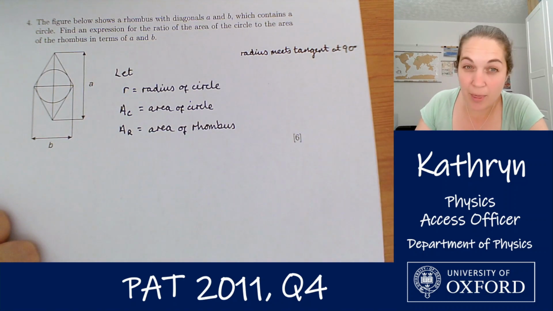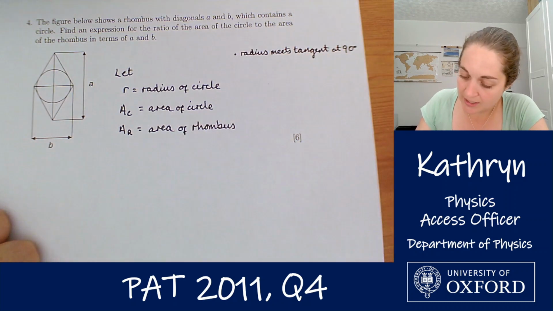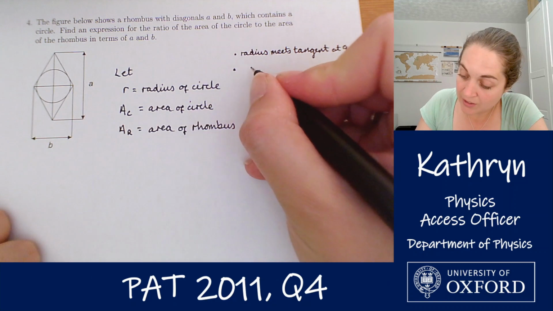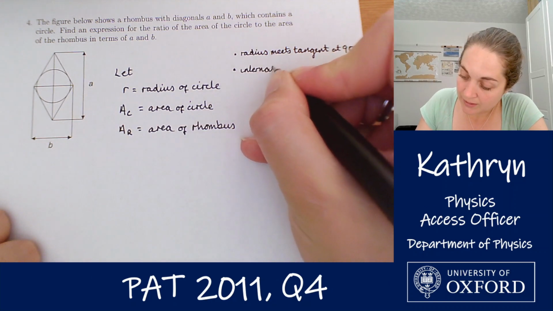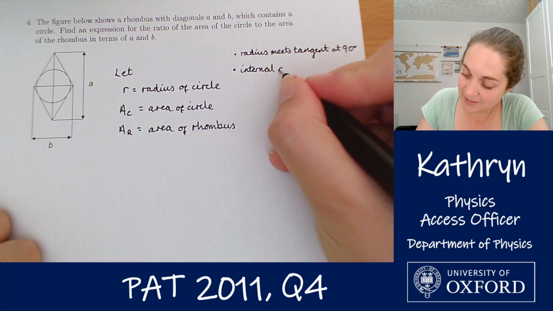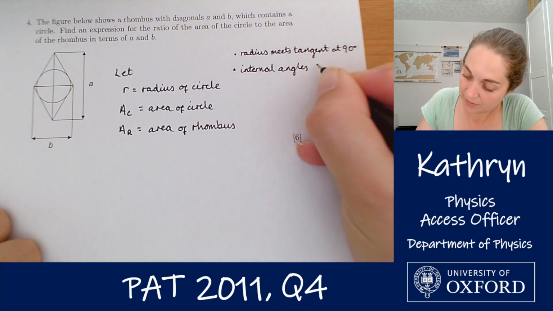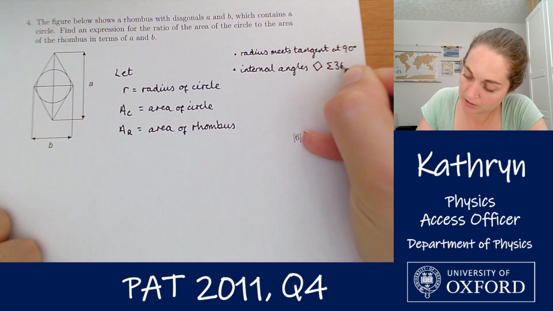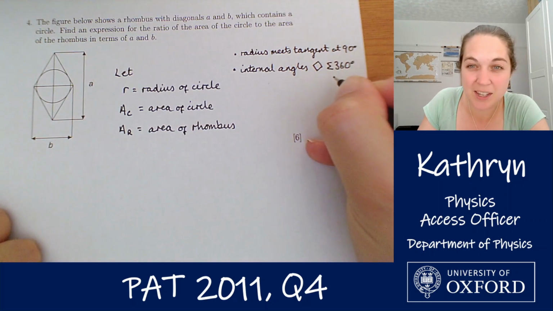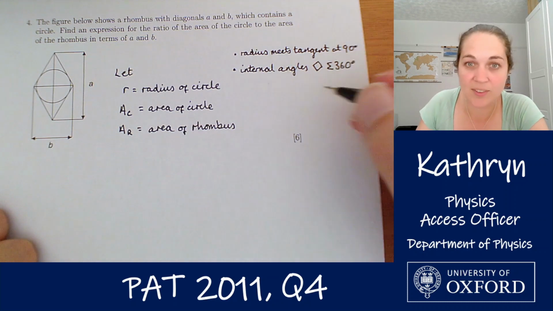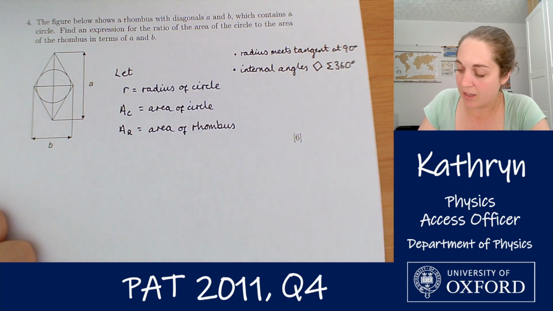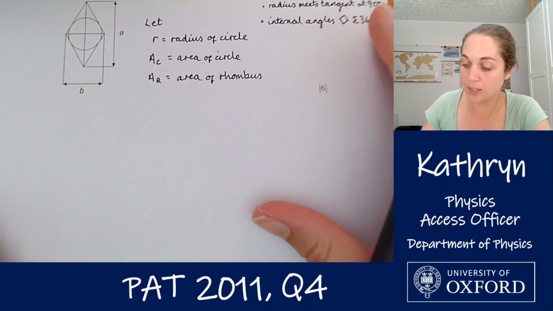Alright, what other things might we be thinking about? So we've got radius meets tangent at 90 degrees. Maybe the internal angles of the rhombus sum to 360 degrees. I'm just using a little sigma sign there as shorthand for sum because these are just notes to myself. Okay, anything else? Not for now. Let's move on to some of the formulas that we know.